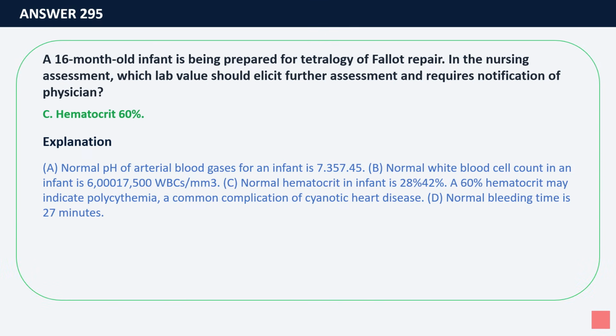Answer: C. Hematocrit 60%. Explanation: A. Normal pH of arterial blood gases for an infant is 7.35–7.45. B. Normal white blood cell count in an infant is 6,000–17,500 WBC/mm3. C. Normal hematocrit in infant is 28%–42%. A 60% hematocrit may indicate polycythemia, a common complication of cyanotic heart disease. D. Normal bleeding time is 2–7 minutes.